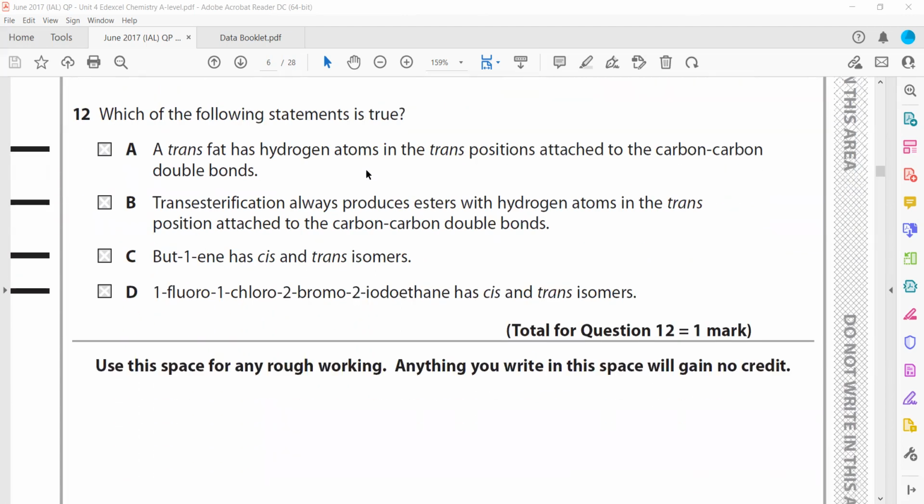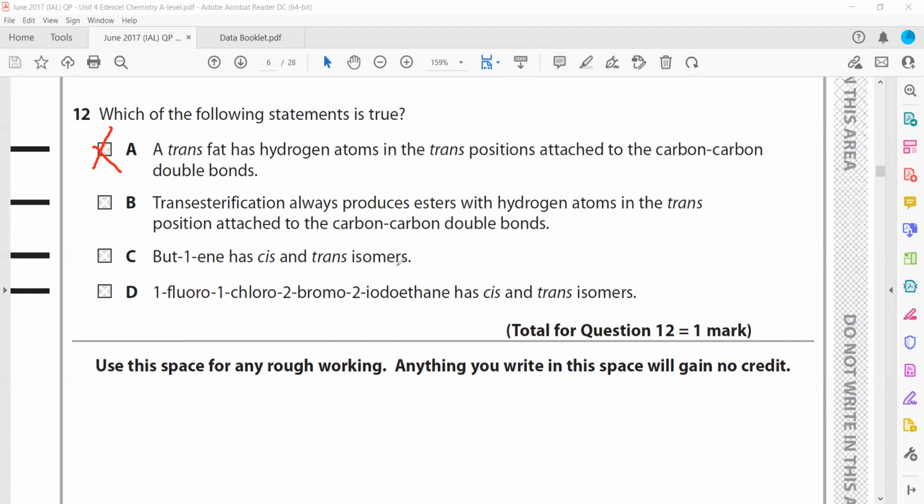In question 12, which of the following statements is true? The trans fat has the hydrogen atoms in the trans position attached to the carbon-carbon double bond. That's basically a correct statement. The trans fat is having hydrogen atoms in the trans position. The transesterification always produces ester with hydrogen atom. That is wrong.